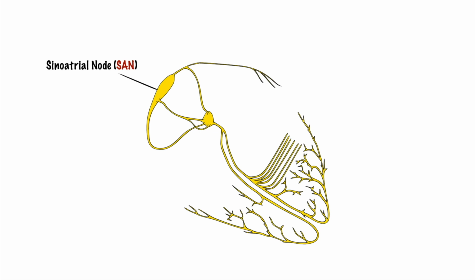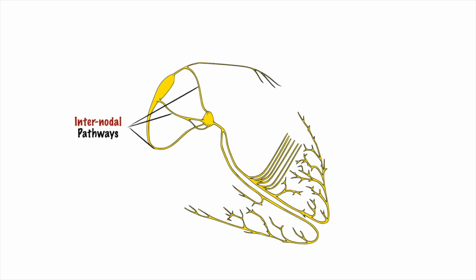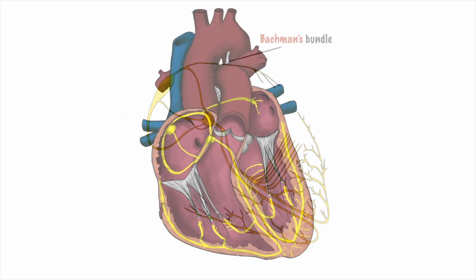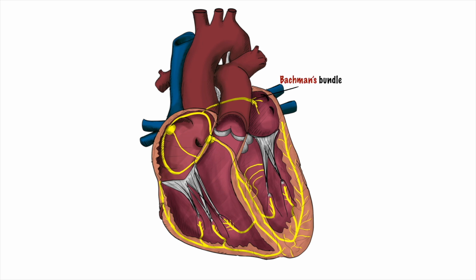The signals then spread through the internodal pathways, causing contraction of the atria and forcing blood into the ventricles. The electrical activity is spread from the right atrium to the left via Bachmann's bundle. This allows both atria to depolarize and contract simultaneously, keeping them in sync. But there's a problem. These conducting fibers spread the depolarization so quickly that, if left unchecked, the ventricles would be activated before the atria have finished contracting.